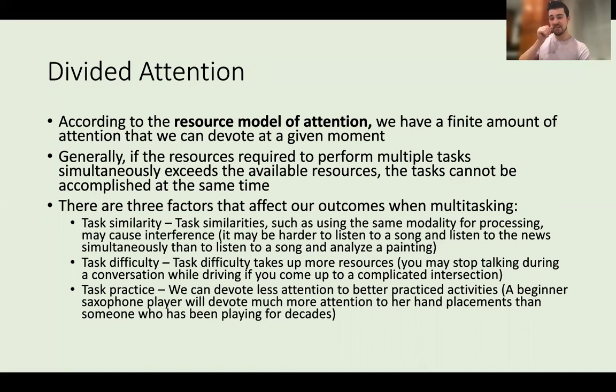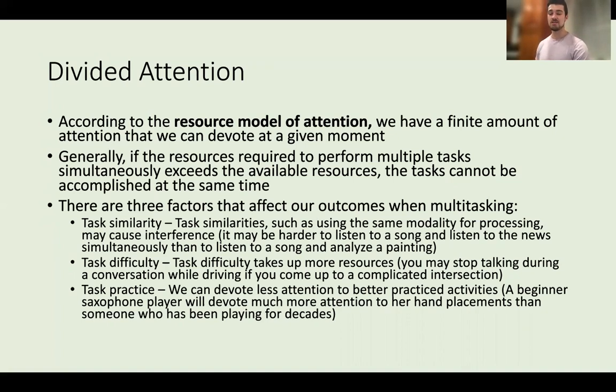There are three factors that affect our outcomes when multitasking. Task similarity, such as using the same modality for processing. If we're processing heat information or mechanical information, for example. If you're using that same modality, it may cause interference. So for example, it may be harder to listen to a song and listen to the news simultaneously, because you're trying to listen and you're trying to bring information in pretty much from the same channel. So it might be more difficult to do that simultaneously than to listen to a song and analyze a painting.